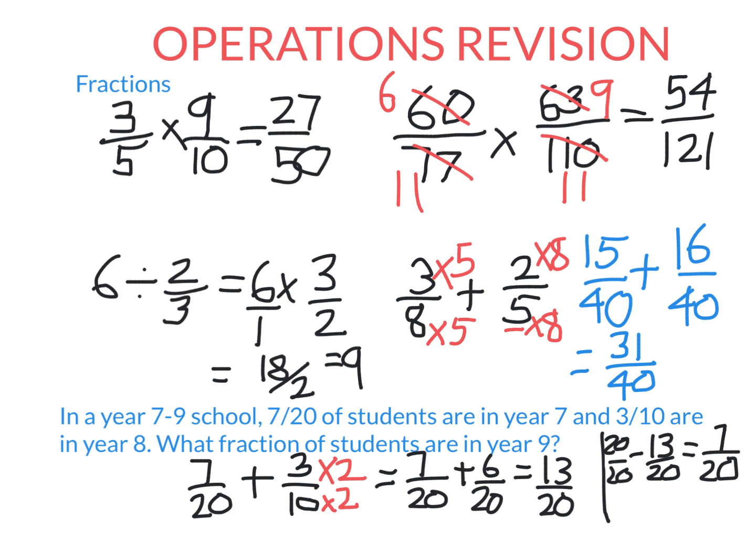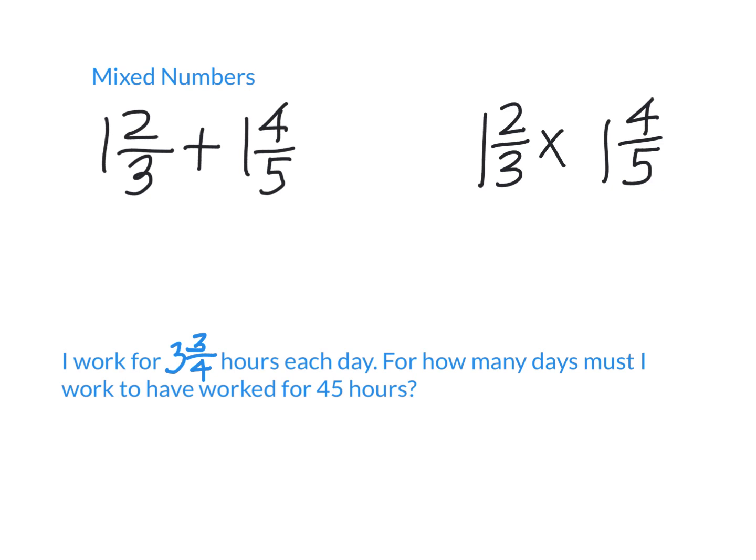All right, let's now look at some operations with mixed numbers. So when you're performing addition, multiplication, division, or subtraction with mixed numbers, first change them to improper fractions. So how do you do that again? Well, 1 2/3: you times the whole number by the denominator and add the numerator. 1 times 3 is 3, plus 2 is 5. 1 2/3 is the same as 5 over 3. Similarly, 1 times 5 is 5, plus 4 is 9. 9 is the new numerator, I keep the same denominator.